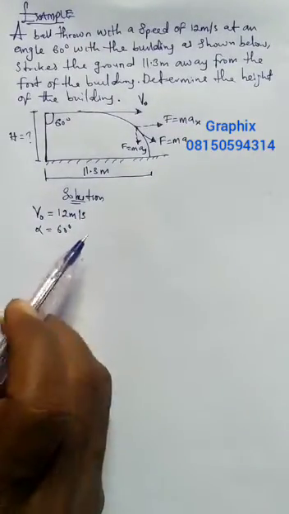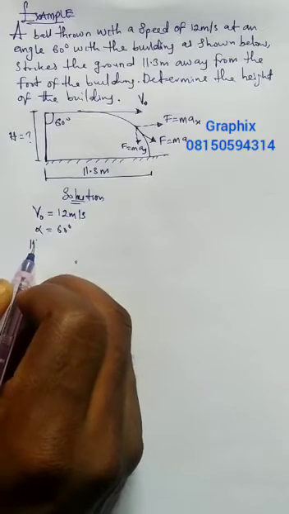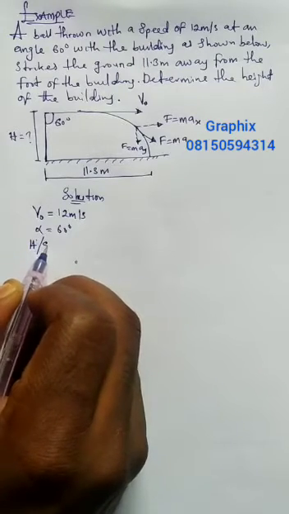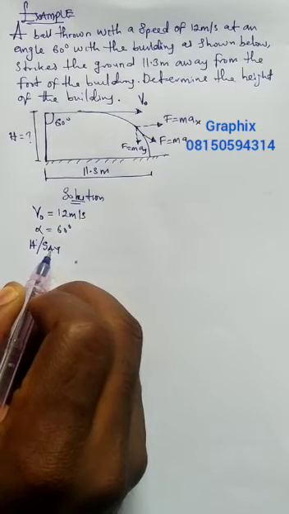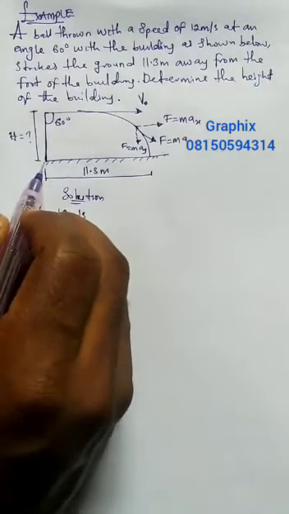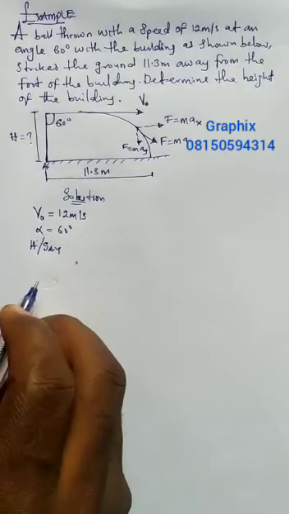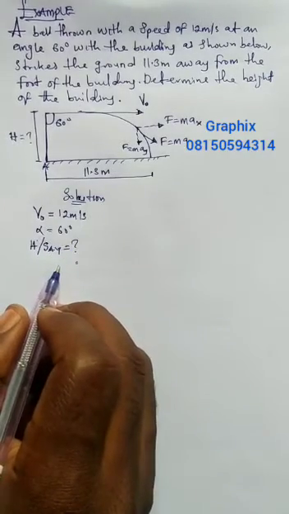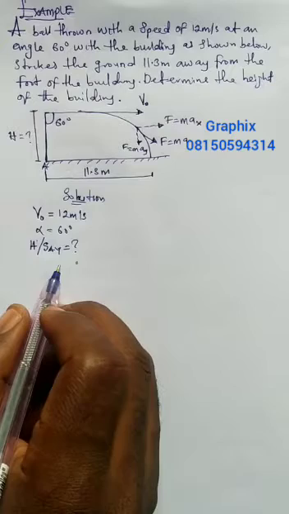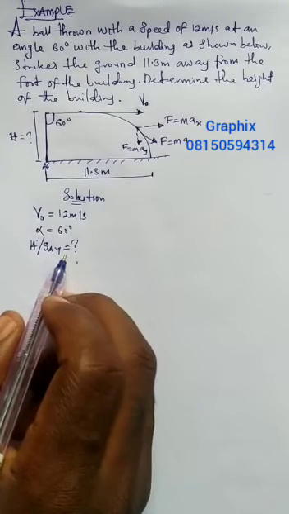So we have to determine what? The height of the building. So we're looking for the height. The height is the same thing as saying S subscript Y, which is the distance at point A along the Y axis. That's what we're looking for, so we're going to look for things that are related to S, so distance.